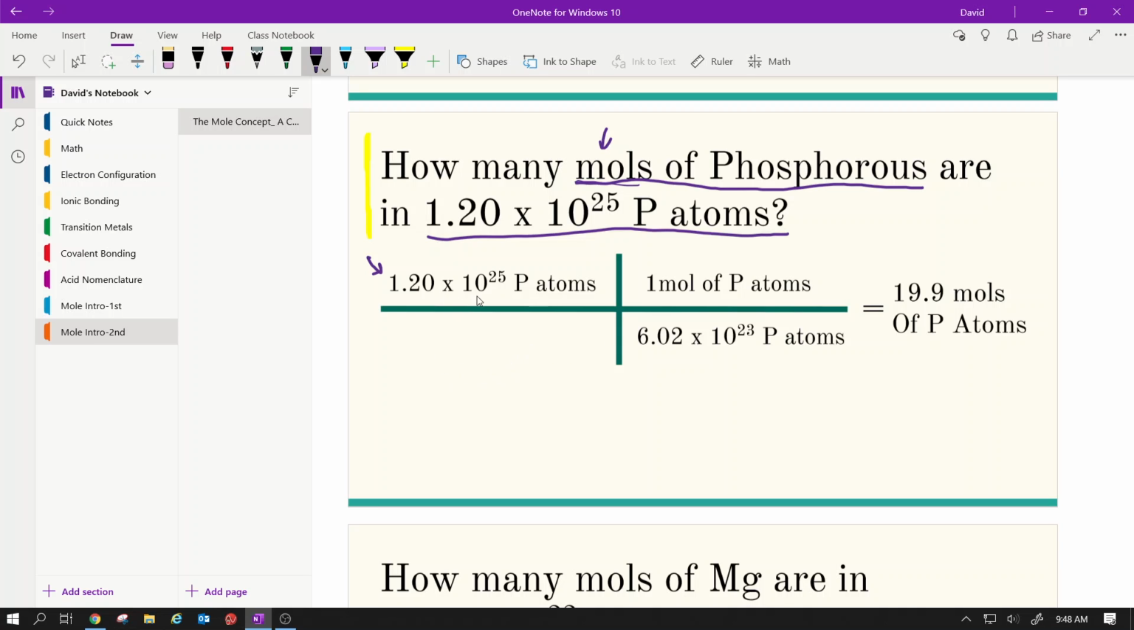So I'm going to introduce you to this grid because this is the way that I like to work the problems. You always put what you start with right here. So this is your start. You're going to start with what you're given. And we were told that we had 1.20 times 10 to the 25th phosphorus atoms. So I'm going to write down 1.20 times 10 to the 25th phosphorus atoms.